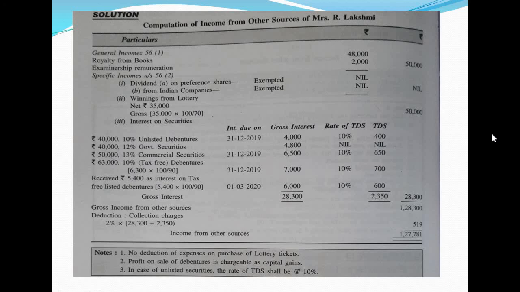So income from other sources will be 1,27,781. You can see from the note that there's no deduction of expenses on purchase of lottery tickets. Then point number 2, profit on sales of debenture is chargeable as capital gain. Then point number 3, it says in case of unlisted security, the TDS rate is 10%.